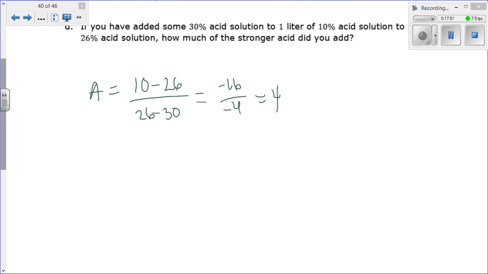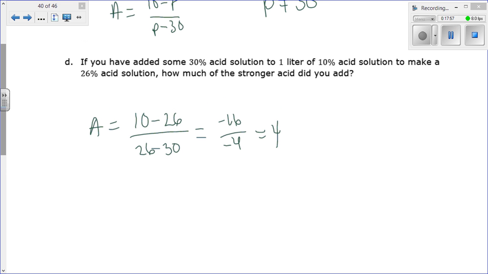Just like Anne, I think it was Anne, could never win 100% of the games. If you have added 30% acid solution to 1 liter of 10% acid solution to make a 26% acid solution, how much of the stronger acid did you add? Well, A is equal to (10 - 26)/(26 - 30), which is just from the formula up above. So we get -16/-4, and that is equal to 4. So you'd have to add 4 liters.